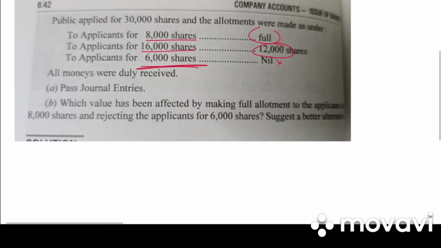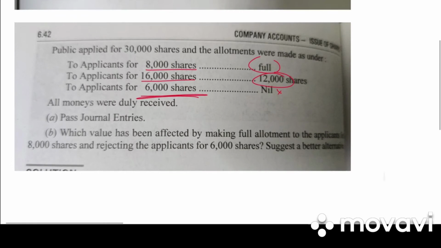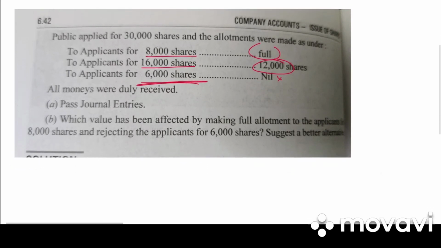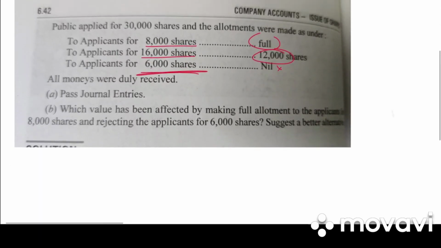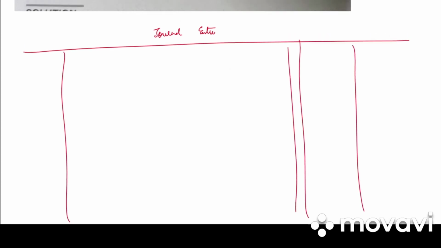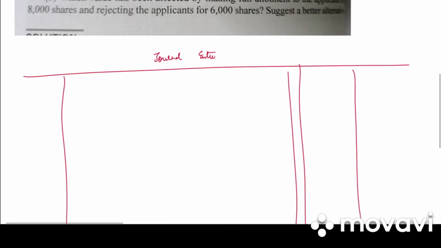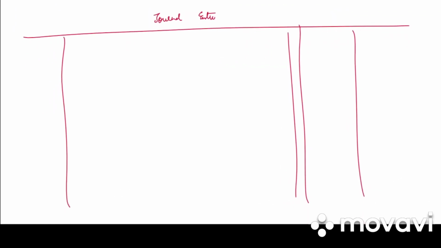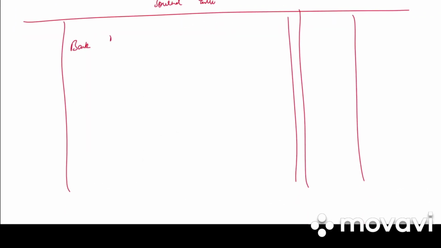Pass journal entry. Second case, which value has been affected by making full allotment to the applicants for 8,000 shares and rejecting the applicant for 6,000 shares? Suggest a better alternative. So we have journal entries. Draw the format: date, particulars, LF, debit and credit. So first they have said that they have received application for 30,000 shares. So the first journal entry remains the same.